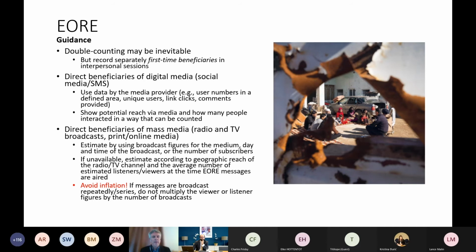Mass media estimate, I spoke about that. The problem with mass media figures is that we want to avoid inflation. So for example, if a message is broadcast 3 times over a week, we don't report 3 times the beneficiaries. I think it's pretty straightforward. It's in line with our principles we explained in the beginning. Next one, please.